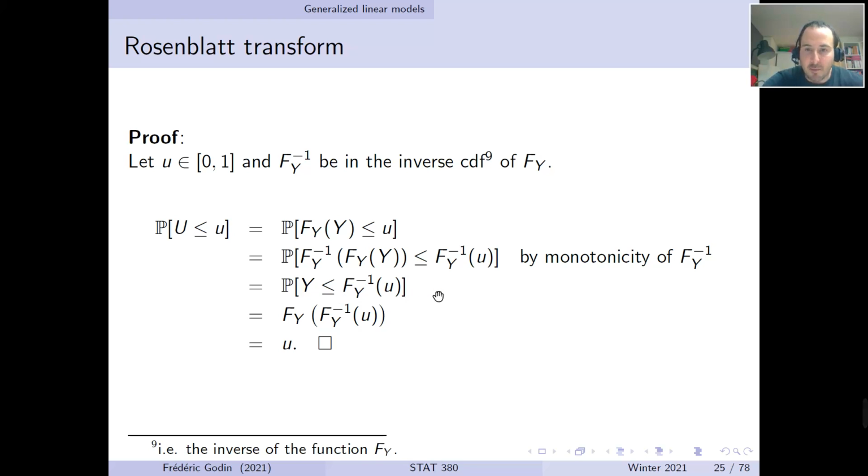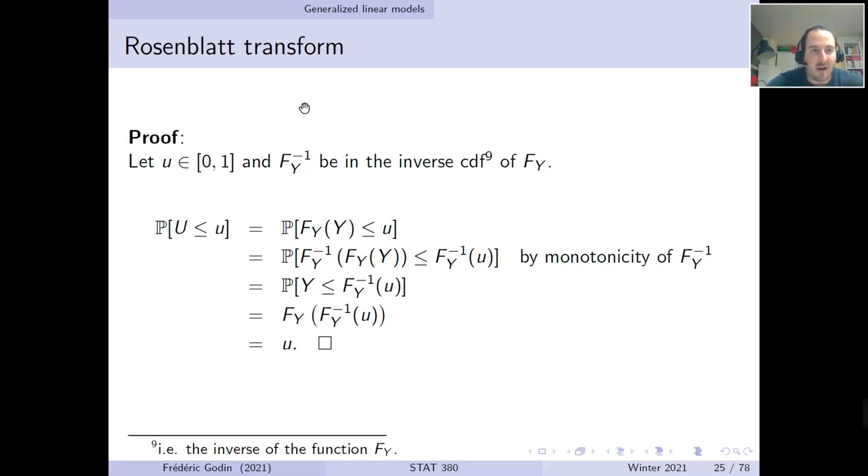And this probability is simply the CDF of Y evaluated on this quantity. So this is F_Y of F inverse of u, which is simply equal to u. So we have that the probability that capital U is smaller or equal to the constant small u is small u, and thus U is uniform 0, 1.